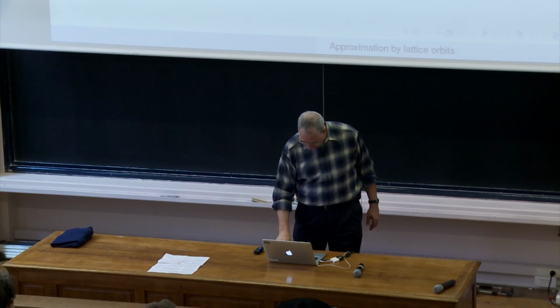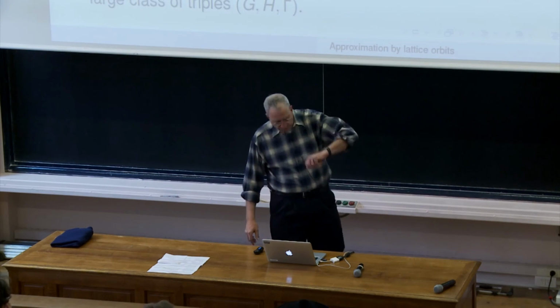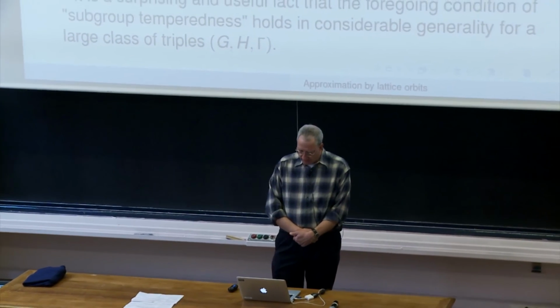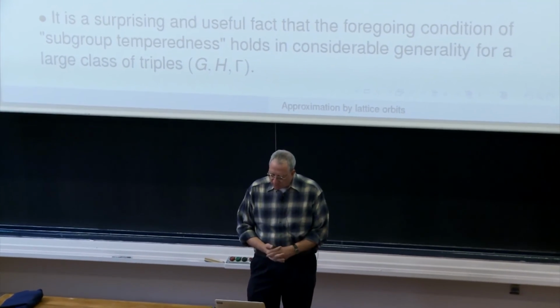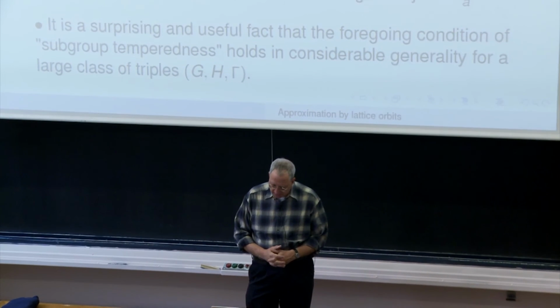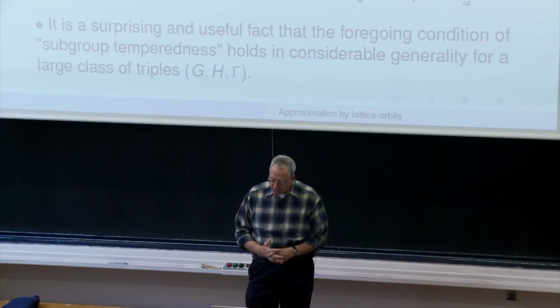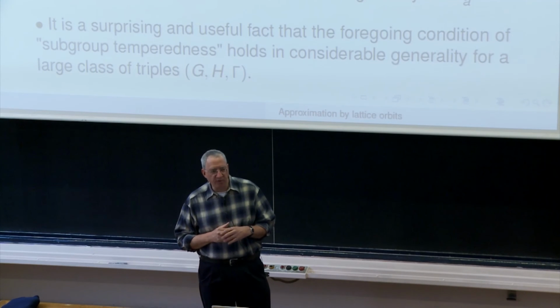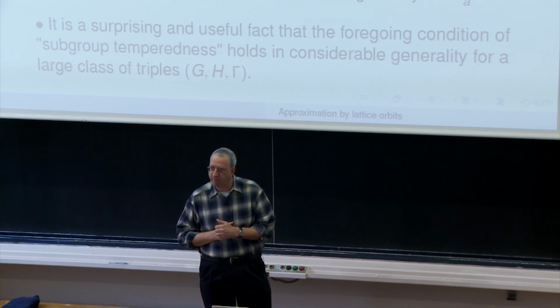Now I would like to make the point that it's really quite surprising and very useful that this condition of subgroup temperedness holds in considerable generality for a large class of triples G, H, gamma. Everything I said so far, I never really showed you even one example where this happens.